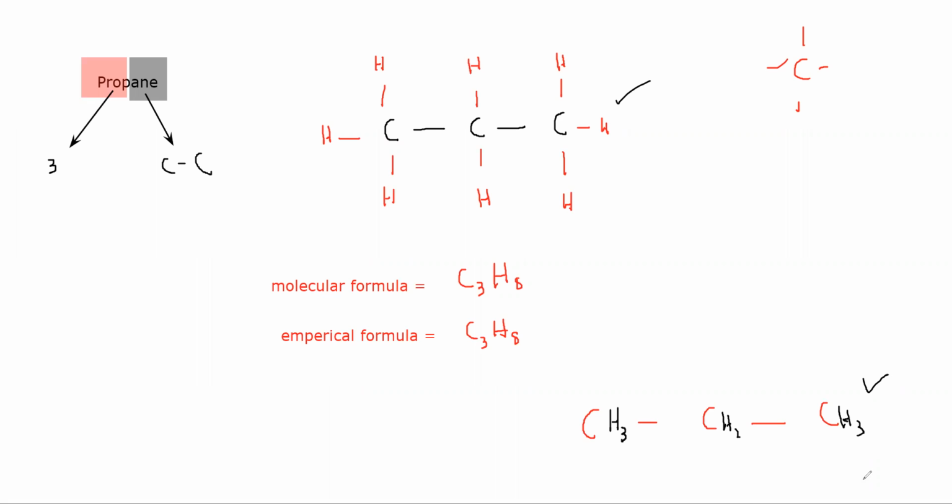If there is another structure you have to draw, for example, you want to draw the structure of propene. Now it's propene. So first you will identify the number of the carbons and the type of the bond between the carbon.